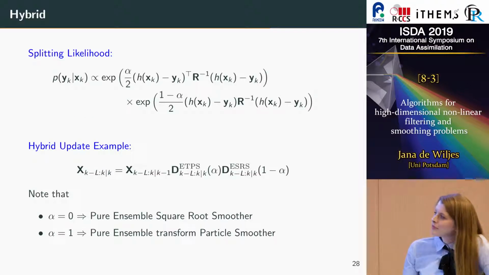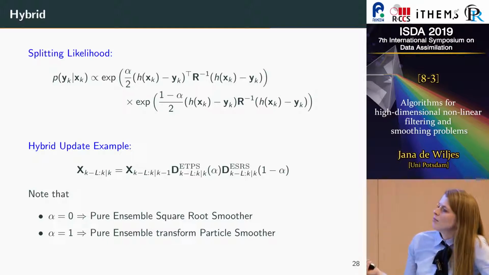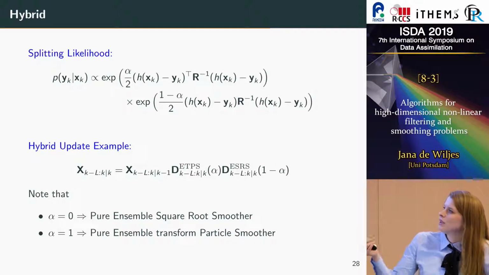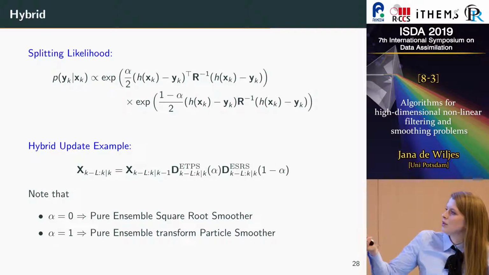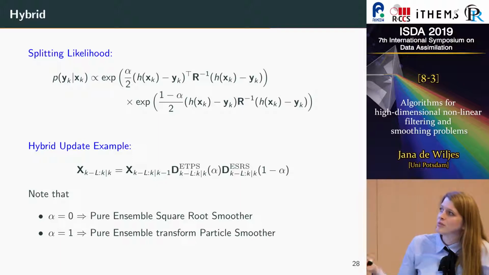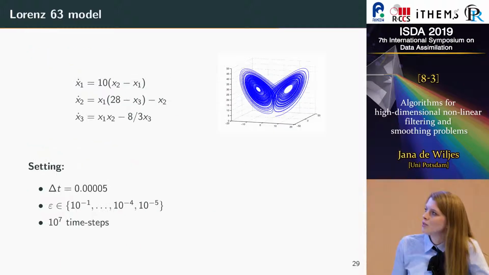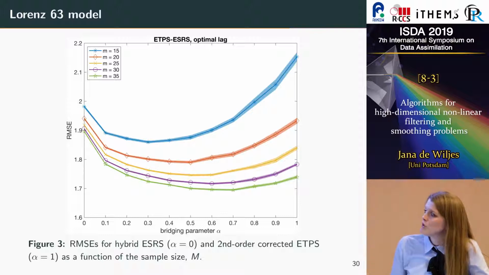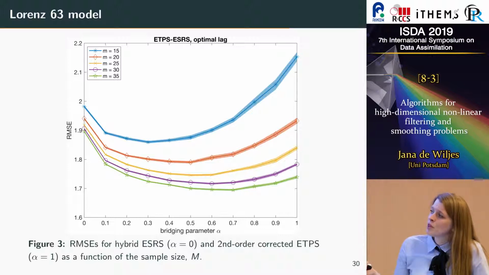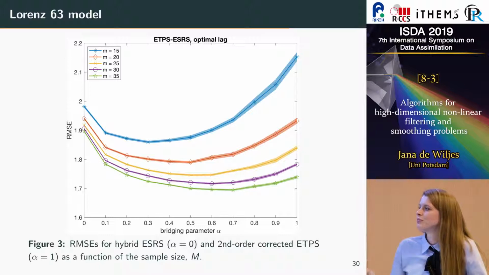Another thing you can do is combine all kinds of filters from this class. So you can go for a mixture of, for example, an ensemble square root smoother and the consistent ETPS. The idea is just you split the likelihood as you would do, for example, in the tempering case. And this works out really well. Even for small ensemble sizes, where particle filter approximations do not do so well, you end up with the best results where you actually have a mixture of the two.